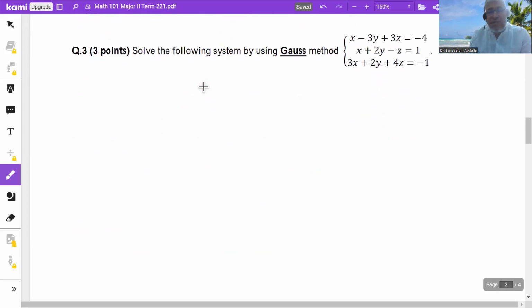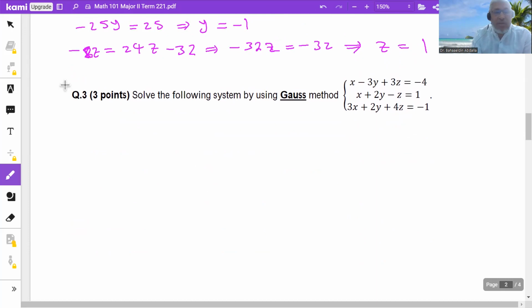Solve the following system using Gauss method. It's called Gaussian elimination. So for Gaussian elimination, the first step is to write the augmented matrix, in which here you write the variables of x in each equation. So the coefficient of x in the first equation is 1, in the second equation is 1, in the third equation is 3. Then you write the coefficients of y in the first, in the second, and in the third, and then the coefficients of z.